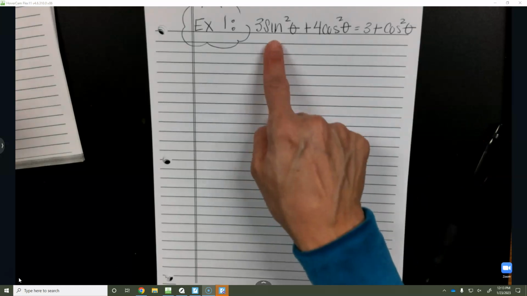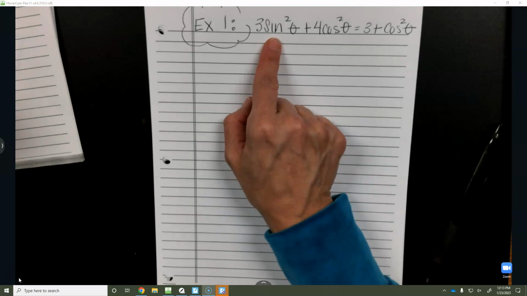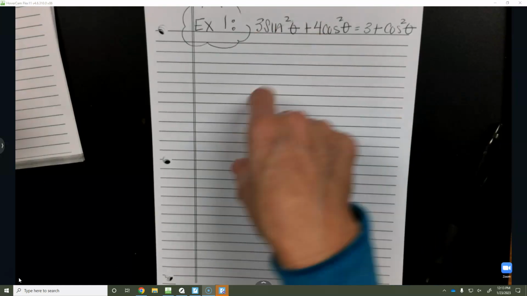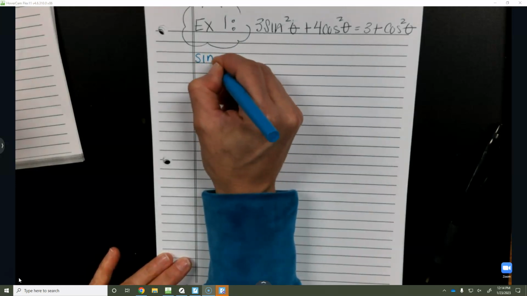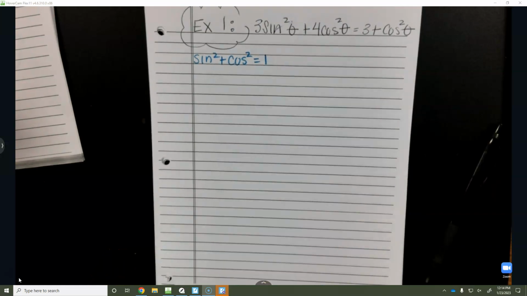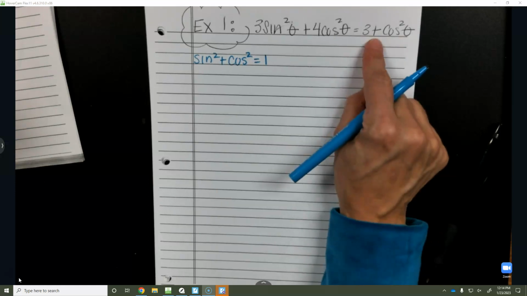What went away over here? What's missing on this? A sine what? Squared. There's no sine squareds. Now think about your properties. What identity has sine squared in it? There's only one. All right, somewhere, somehow, that must have happened because sine didn't even show up here.